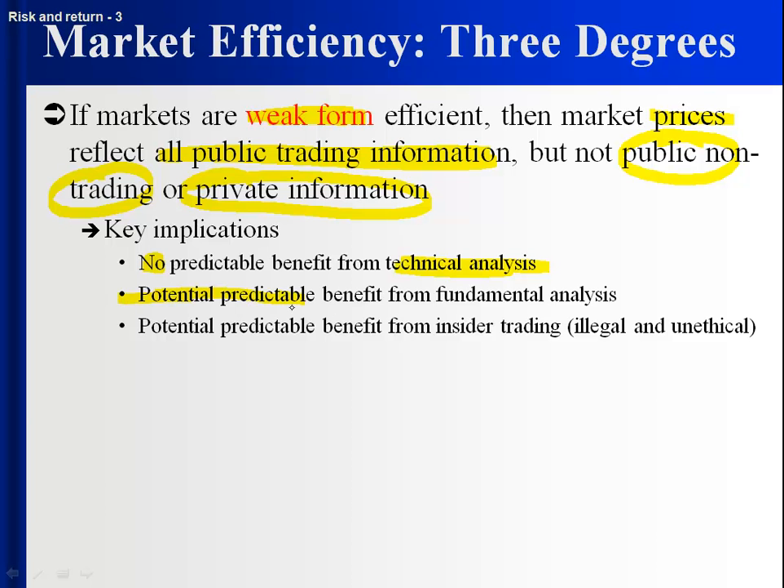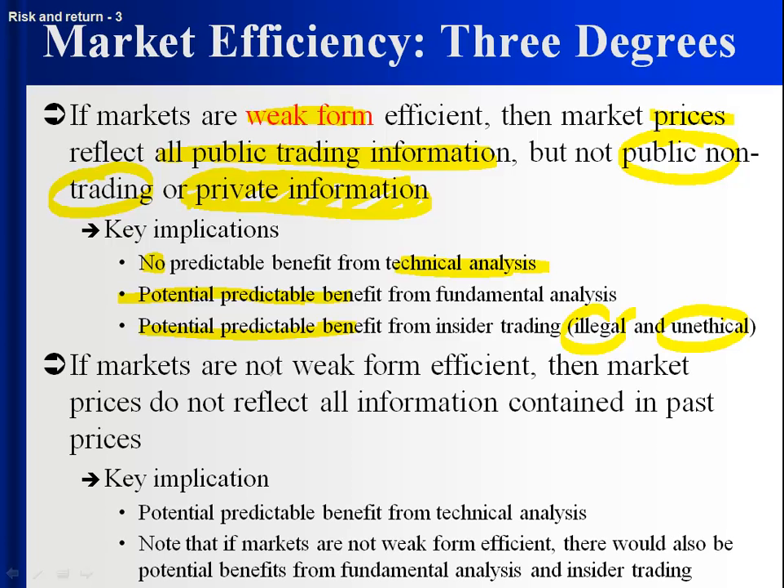However, there is potentially a predictable benefit from fundamental analysis. You could scour the other public information, the balance sheets, the income statements, the industry reports, and find companies that are undervalued to buy or overvalued that should be sold. There is also a potential benefit from insider trading. Again, it's illegal and unethical and so shouldn't be engaged in, but from a theoretical perspective, there is private information that if one knew about, one could predict which stocks might go up and which ones might go down, because when this private information became public, people would reevaluate their assessment of the companies.